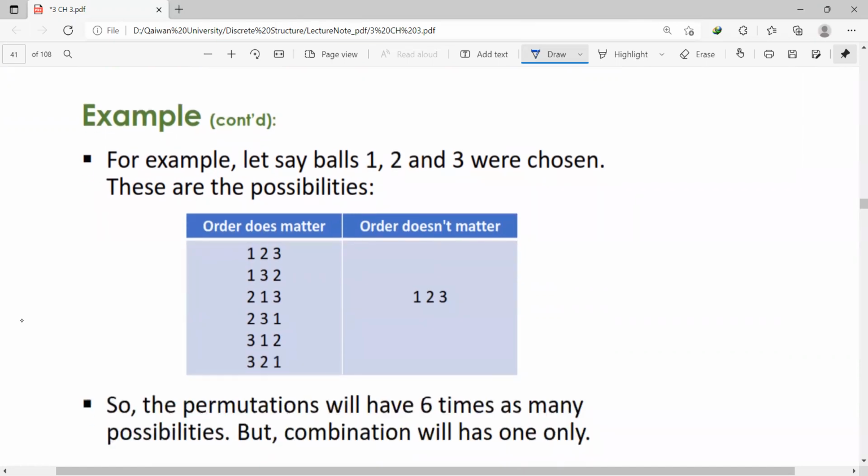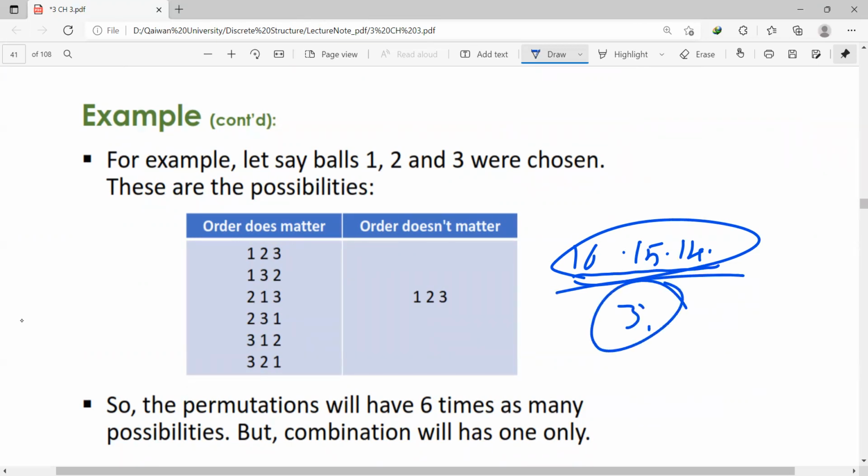Here, for the permutations, we say it is 16 times 15 times 14 if we choose 3 balls from 16 balls. In this case, 16 times 15 times 14 is for permutation, if we care about ordering. But if we don't care about ordering, we divide this by 3 factorial.